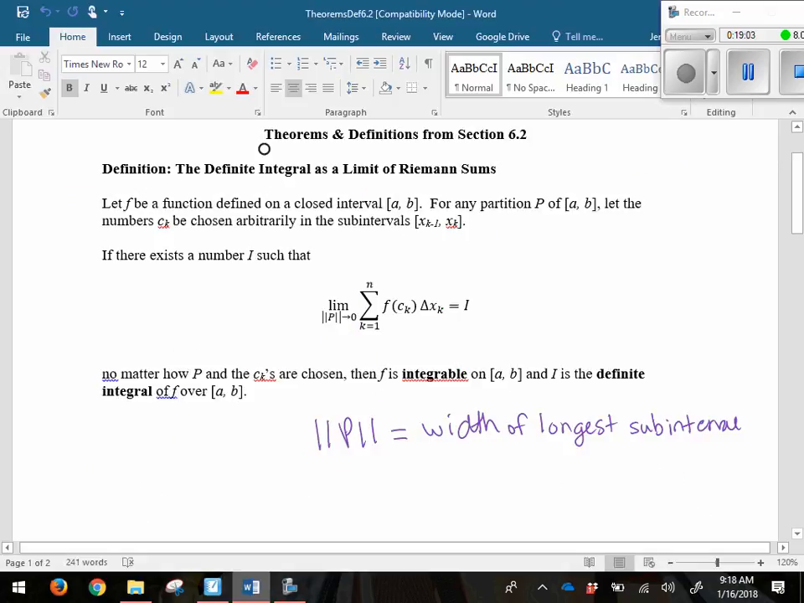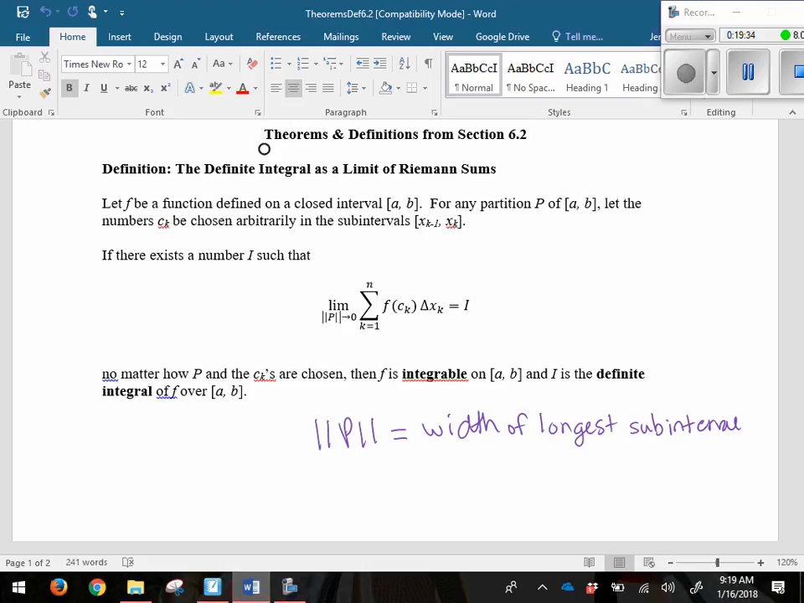If there exists a number I such that as the width of my longest subinterval goes to 0, this sum, which is just the height times the width of my rectangle, becomes that letter I, no matter how the P's and the c_k's are chosen, then we say that f is integrable on [a, b], and I is the definite integral of f over [a, b].